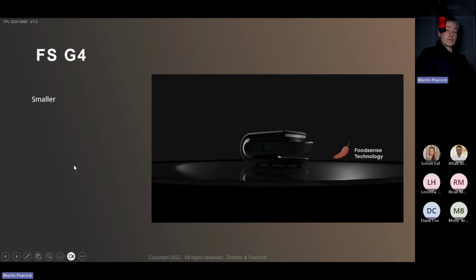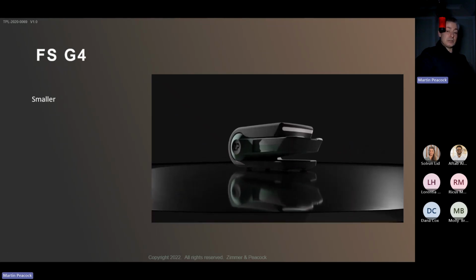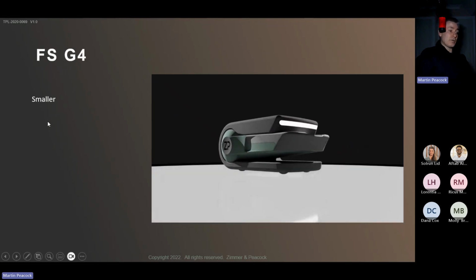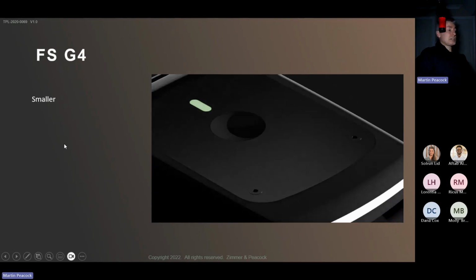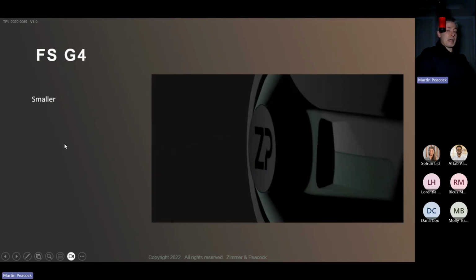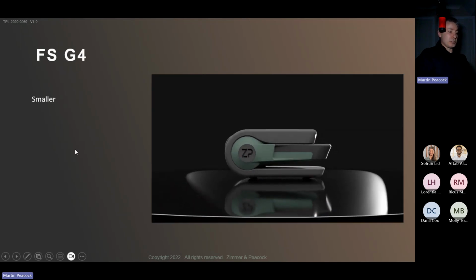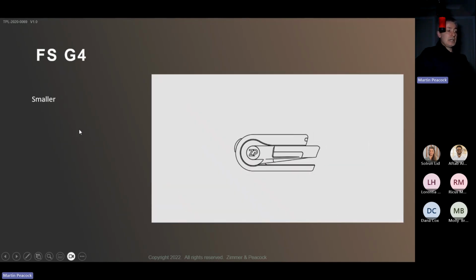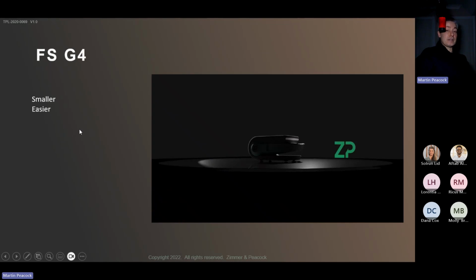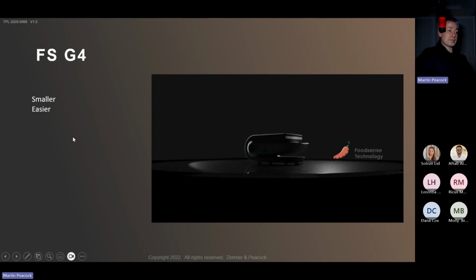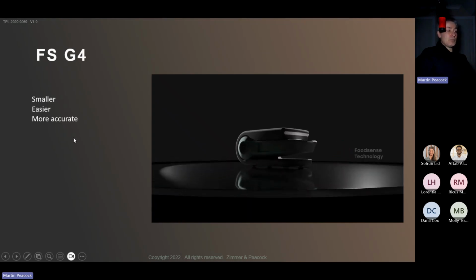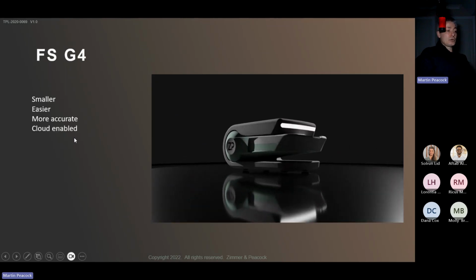Just to sort of describe the Food Sense a little bit. This is Generation 4. So we literally have had a Generation 0, 1, 2, 3, and now we're on 4, which is a good sign actually, because you do get better every time you redo the technology. At this point, it's actually got really quite sophisticated. It is smaller than before. It is definitely easier to use. It's got a lot of really nice mechanical features. It's more accurate. It's also cloud enabled.